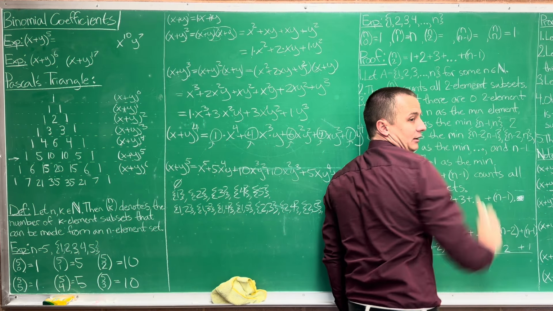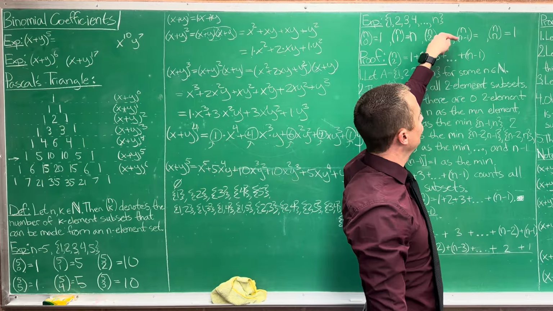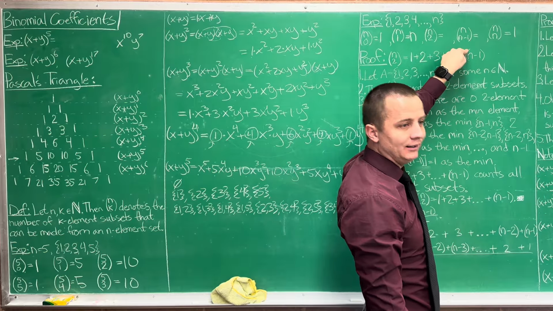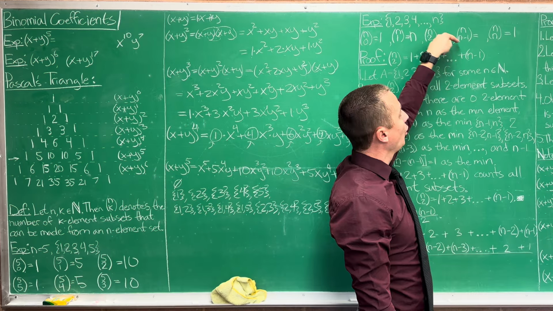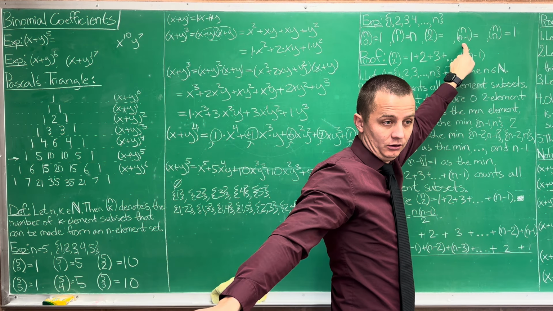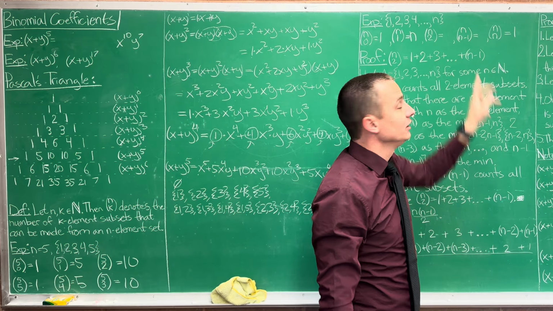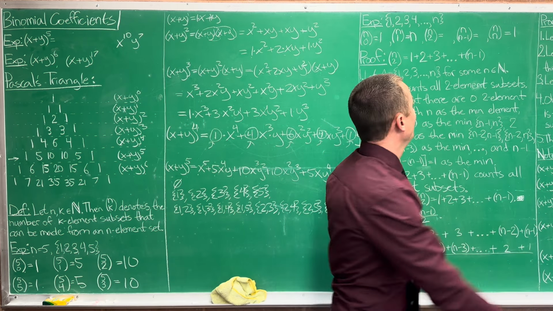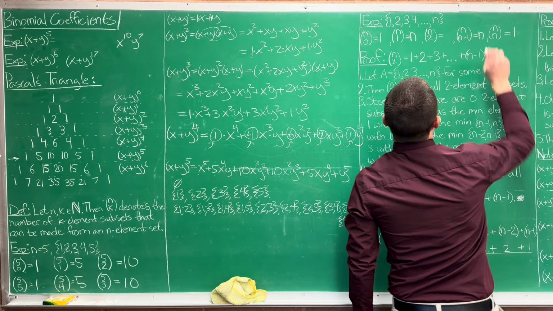N choose n minus 1. So this is something like 10 choose 9, or 100 choose 99. Some number choose 1 less. This is the same as choosing 1 to leave out. So how many ways can I leave 1 out? n ways. Perfect. So same exact symmetry then.